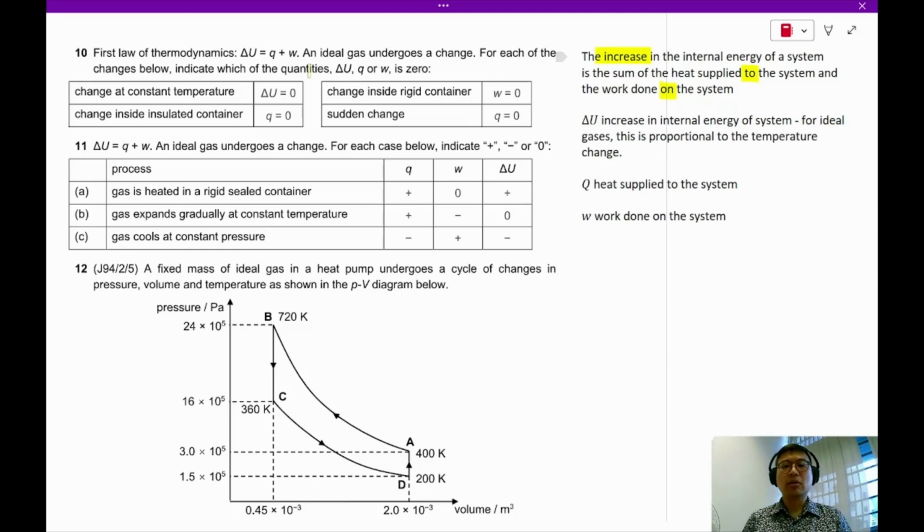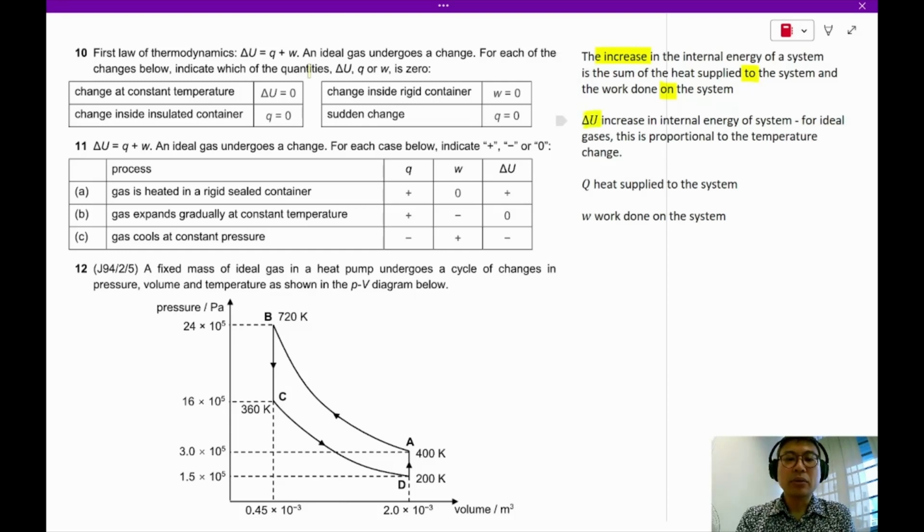I want you to take a look at the highlighted words. They are very important, because some students will write that the change in internal energy of the system is the heat supplied and the work done, which is completely wrong. You must tell me whether it's increase, and heat supplied to the system or from the system, or work done on the system or by the system. These words are very important, so don't get them wrong.